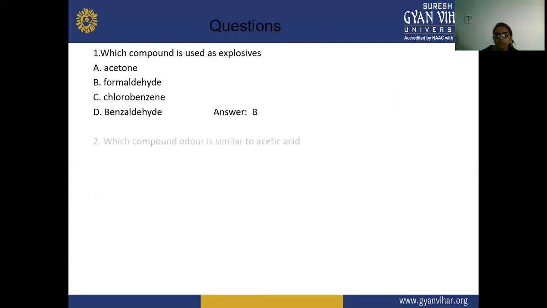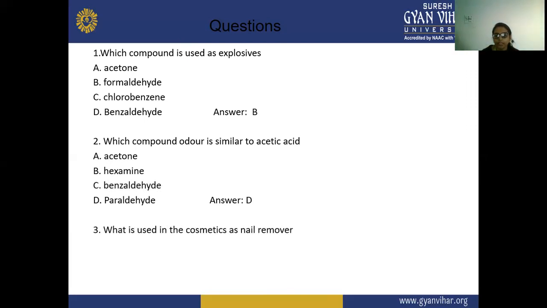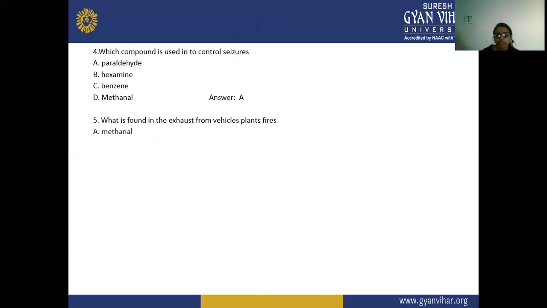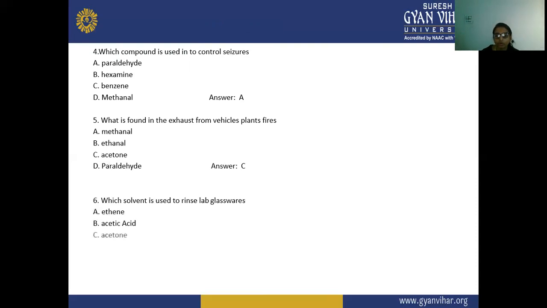These are the questions. Which compound is used as an explosive? That is your hexamine. Which compound's odor is similar to acetic acid? That is your paraldehyde. Which is used in cosmetics and nail polish remover? That is your acetone. Which compound is used in controlling seizures? That is your paraldehyde. Which is found in the exhaust from vehicles and plant fires? That is your acetone.